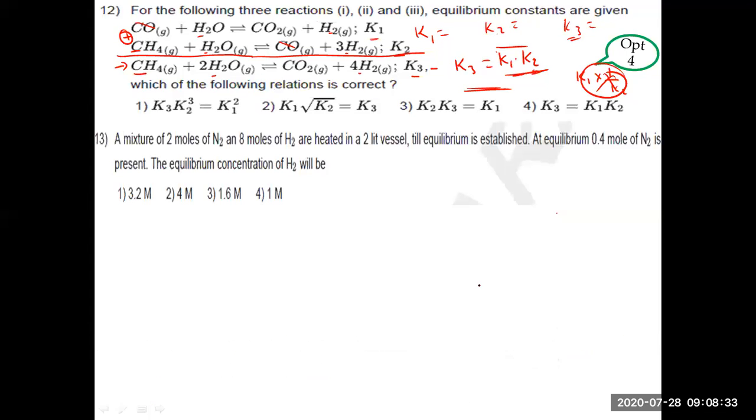Go to 13. A mixture of 2 moles of N2 and 8 moles of H2 is heated in a closed vessel till equilibrium is established. At equilibrium, 0.4 mole of N2 is present. The equilibrium concentration of H2 will be? Initial, reacted, remaining. From that you can find out the amount of H2 at equilibrium. Then you can calculate the concentration.